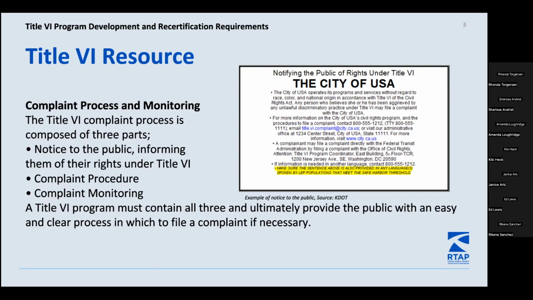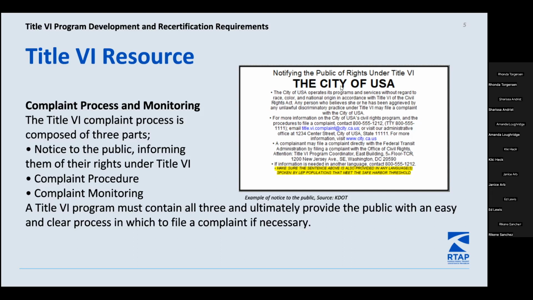Unlike some other aspects of the Title VI plan, the complaint process can be developed by the state DOT and adopted by subrecipients. So KDOT has developed a complaint procedure that fulfills all the federal requirements and provides agencies with templates to utilize. We'll briefly go over some aspects of this process.